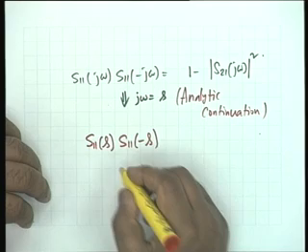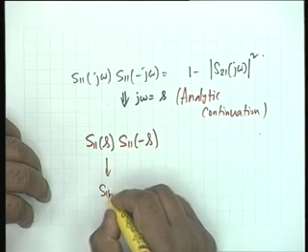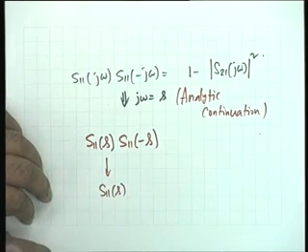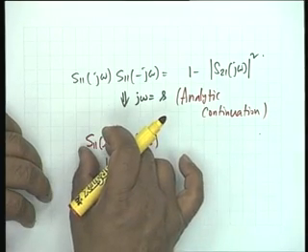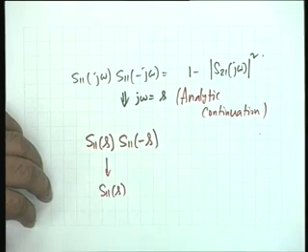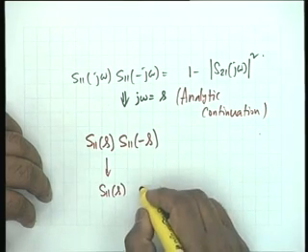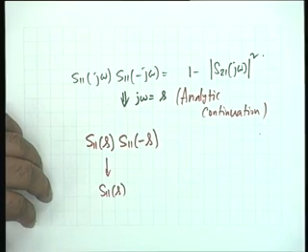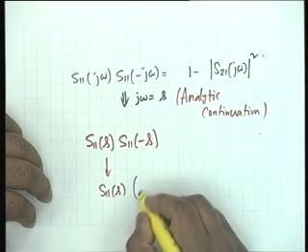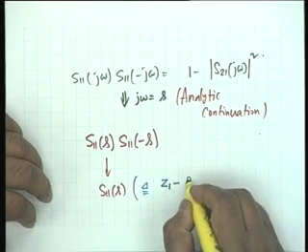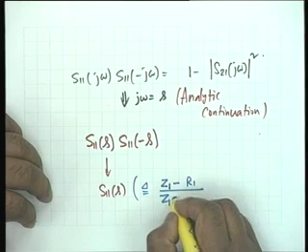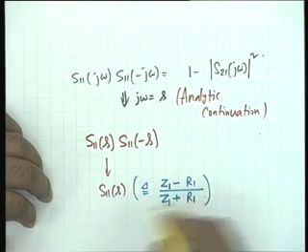And the next step is to find out what is S11 of s. Okay, what is given is S11 of s multiplied by S11 of minus s. How do you find out S11 of s? Now, if you recall the definition of S11 of s, what is the definition? Input impedance minus R1 divided by input impedance plus R1.